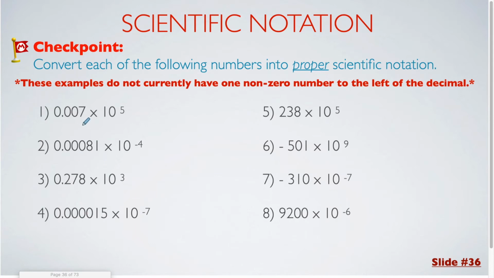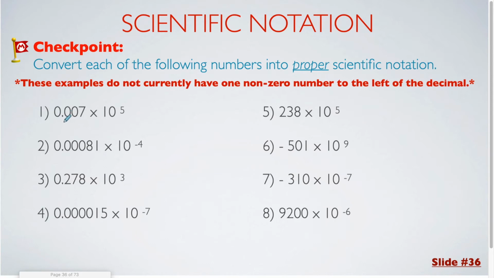For our next set of checkpoint questions, we are going to be converting each of the numbers into proper scientific notation. These examples do not currently have one non-zero number to the left of the decimal. Something like this might occur if you try to do calculations, so addition, subtraction, multiplication, or division, with numbers that are in scientific notation out by hand. So you're not necessarily using a calculator.